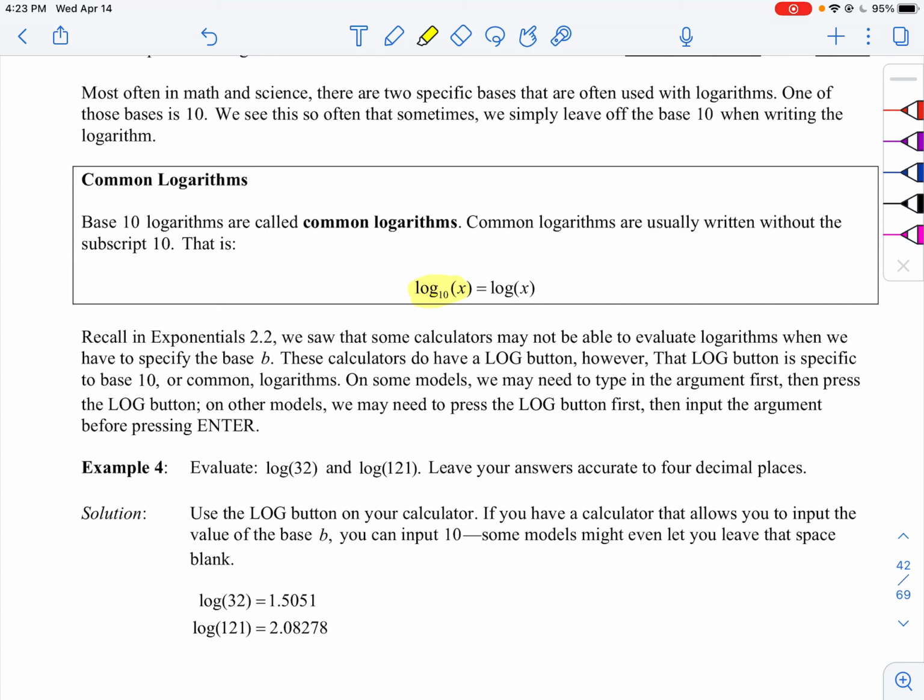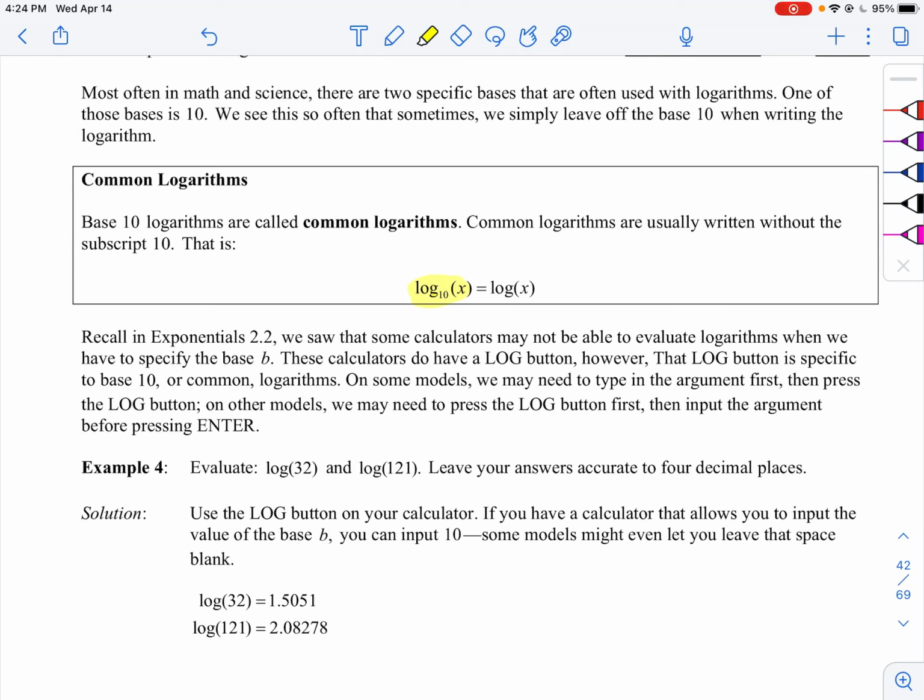So if I see something like log with no base, like you can't see the base, of x, it is automatic that the base of that is 10. So unless it's written as a different number, if it is not written, that means the base of that is 10. That's what we call common log.